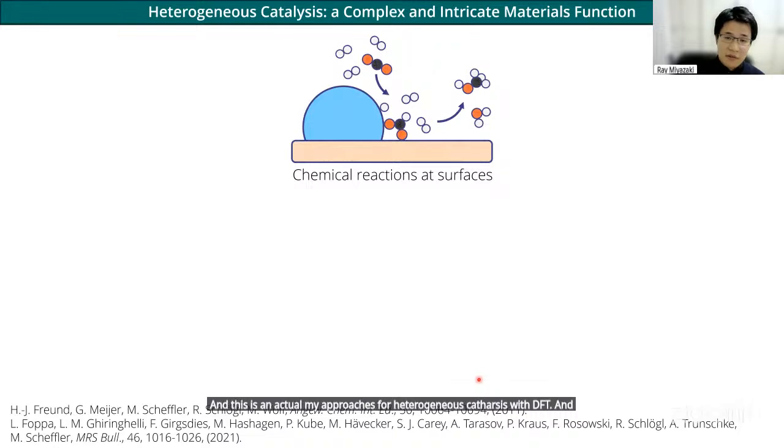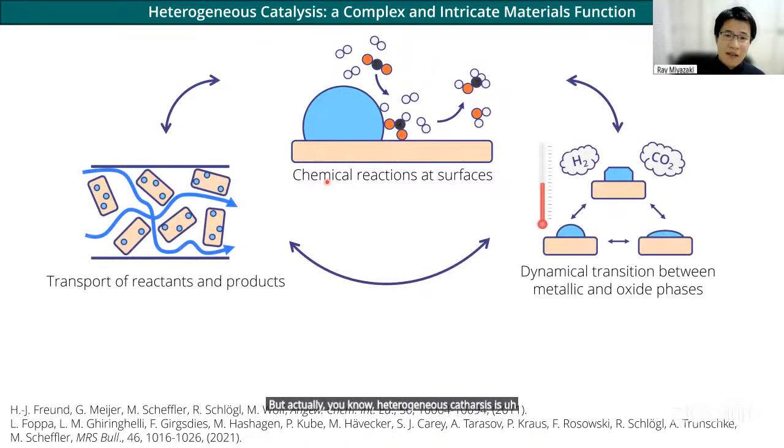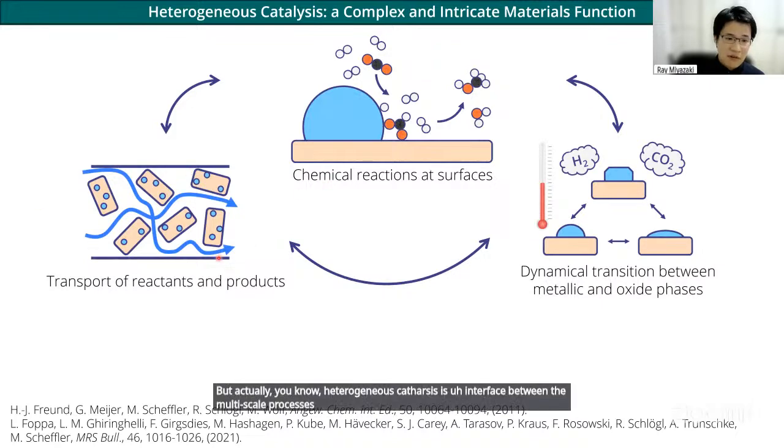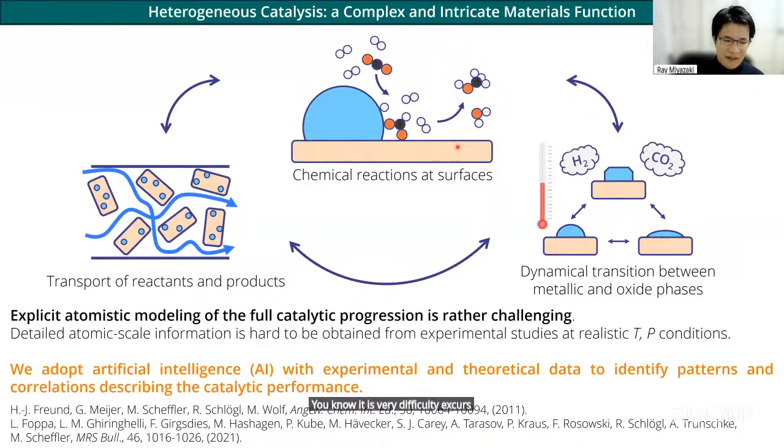As you can see here, DFT calculation is very powerful for investigating atomic scale processes, that is, the atomic chemical reactions at the surface. But actual heterogeneous catalysis is an interplay between multi-scale processes. For example, transportation of the reactant and product gases in the experimental reactor is a macro scale process, or reconstruction of the catalytic material under realistic experimental conditions is a meso or micro scale process. Then it is very difficult to explicitly model the full catalytic process by using DFT calculation.